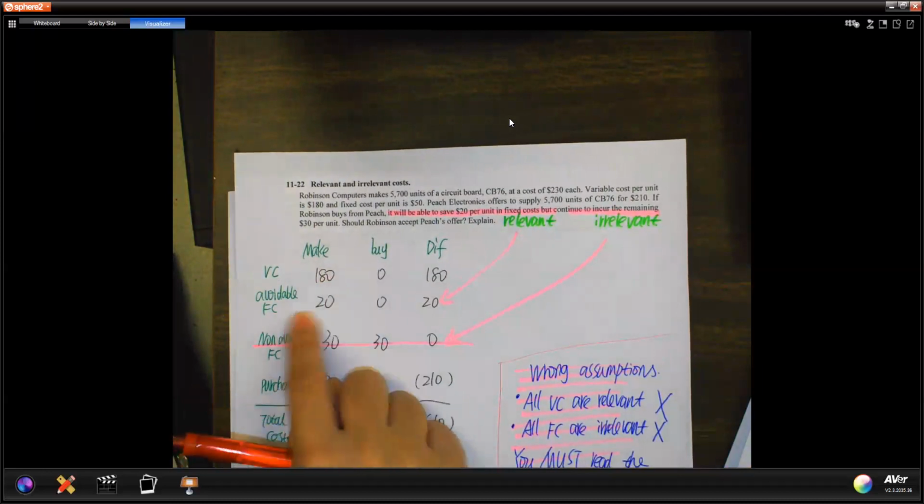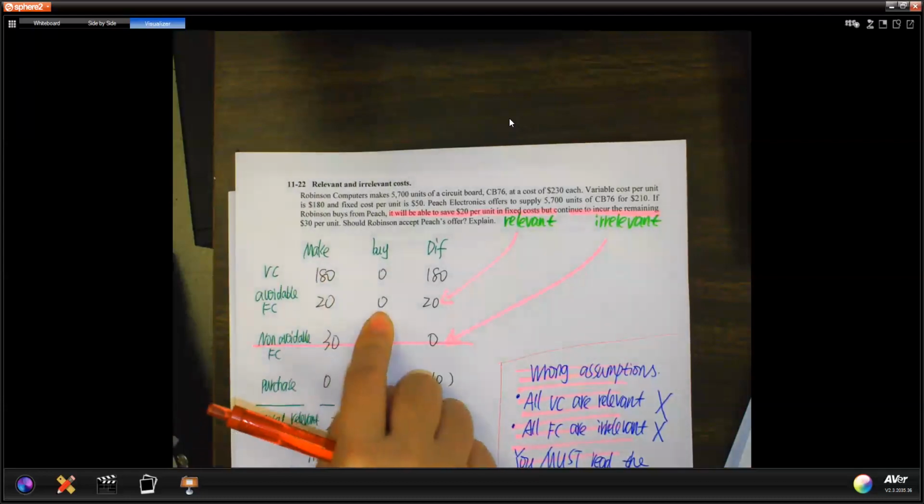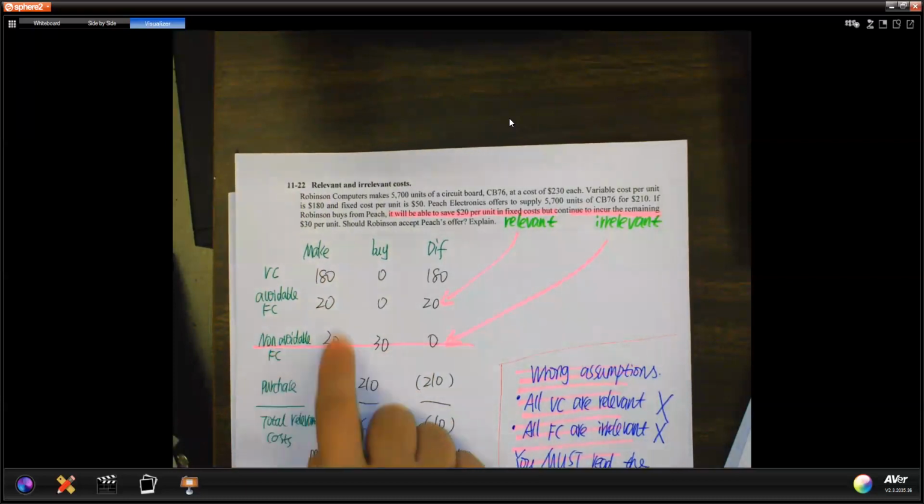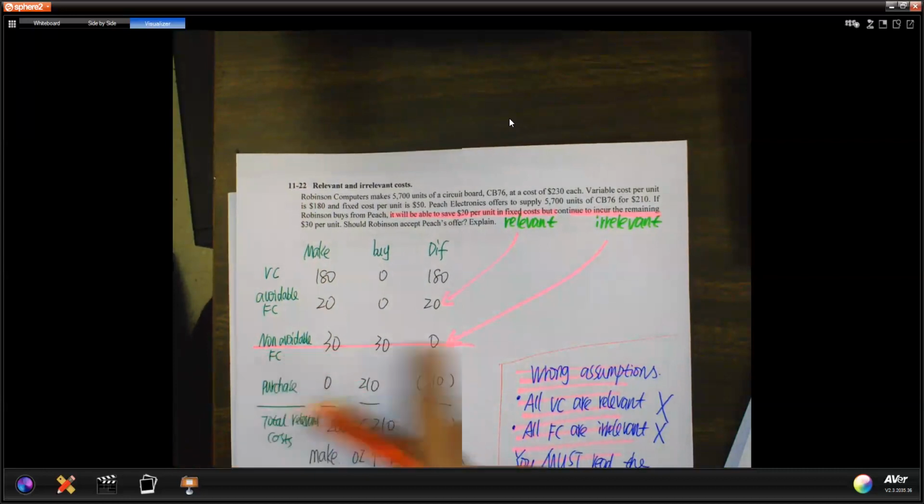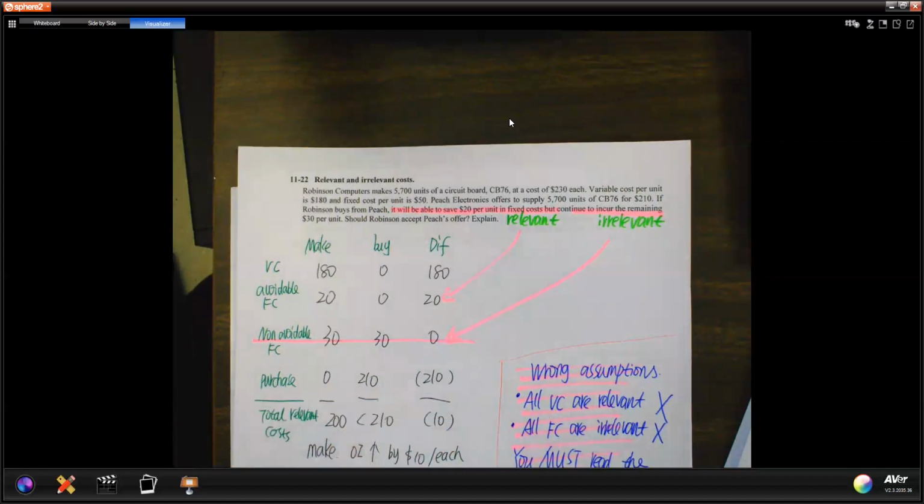Variable cost and avoidable fixed cost: if you make it, you pay; if you buy it, you can avoid it. But for the not avoidable part, if you make it, you pay 30, and if you buy it, you still have to pay 30, because you cannot avoid it. So there is no difference for that $30. And then we have the purchase cost, which only appears under buy. So if you do all the math, you will find out it's better to make, because make gives you a $10 saving.